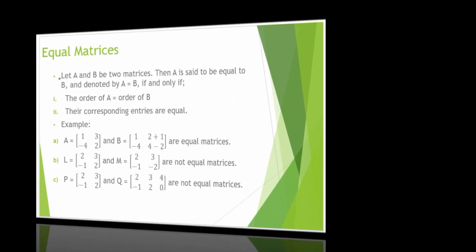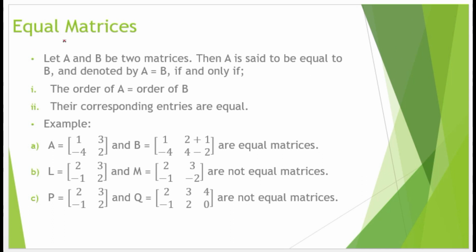In this video we will discuss equal matrices. When would two matrices be equal? So let's get started. Suppose A and B are two matrices, then A is said to be equal to B if these two conditions are satisfied. Then those matrices will be equal.